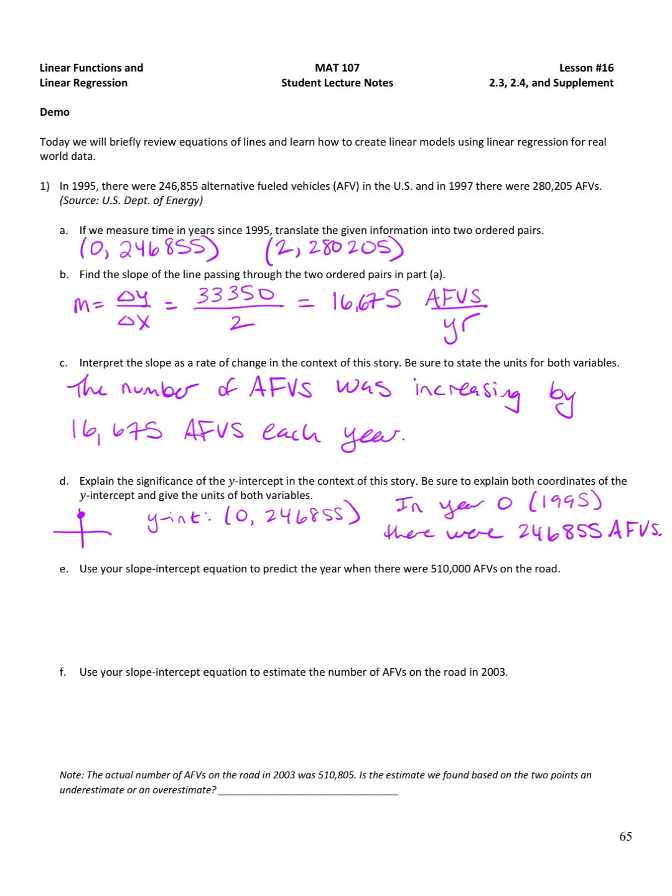E, use your slope-intercept equation to predict the year when there were 510,000 AFVs. So my slope-intercept equation is y equals mx plus b. We have already calculated the slope to be 16,675, and b is 246,855. I want to know when there will be 510,000 AFVs, and AFVs is y. Okay, these are all year or time, comma, AFVs. So x is time, y is AFVs, so I'm going to replace the y with the 510,000 to solve for the x, which is the when.